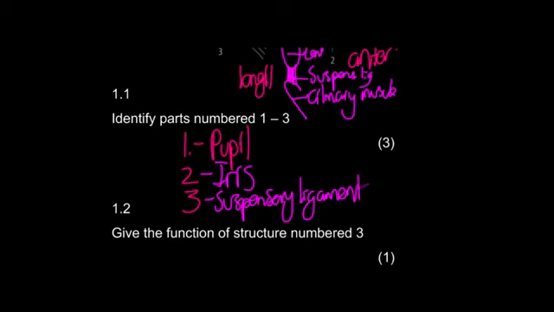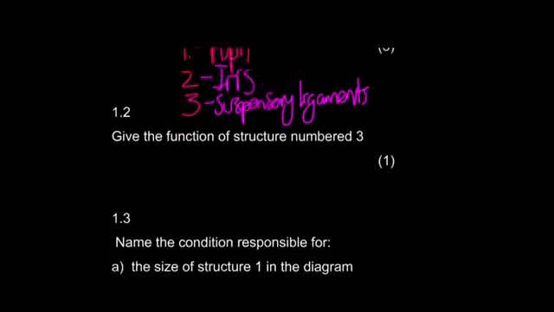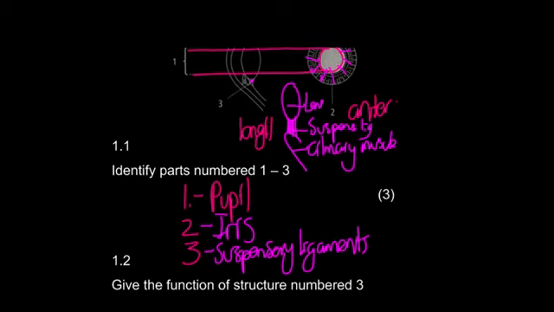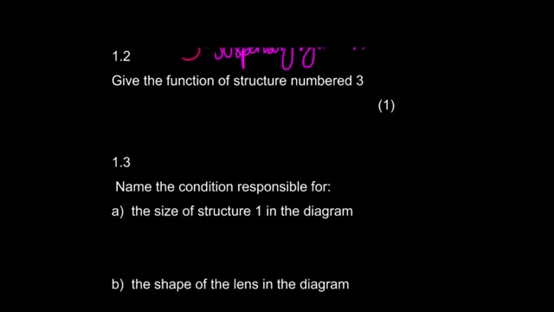And I've set it out all nicely. I've said number 1, number 2, number 3. Now, question number 2, I want to know the function. If I look at where my suspensory ligaments are attached, they're attached to the lens. And what they are going to do is their movement changes the shape of my lens. My lens plays a very important role when it comes to the eye. The lens, if it's thin or if it's fat, it's going to make a difference at how my light bends.